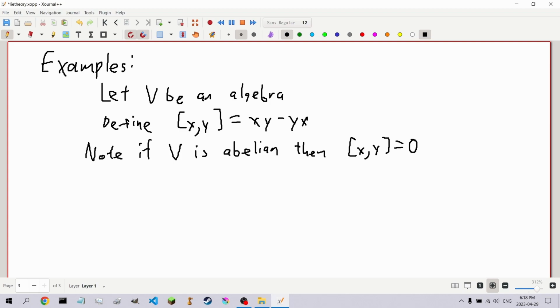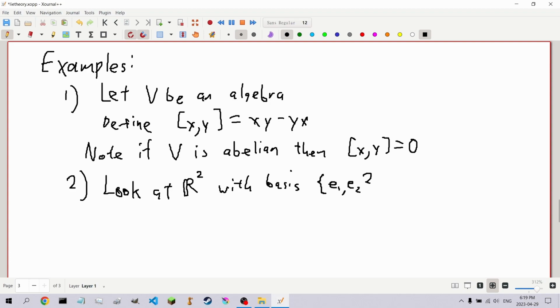Another couple of toy examples before we get into the heavy ones. I guess I should write this as example 1. Example 2, let's look at R2, two-dimensional Euclidean space. And we're going to write our basis as E1 and E2, as you do. And then we can write our bracket such that the bracket of E1 and E2 is E2.